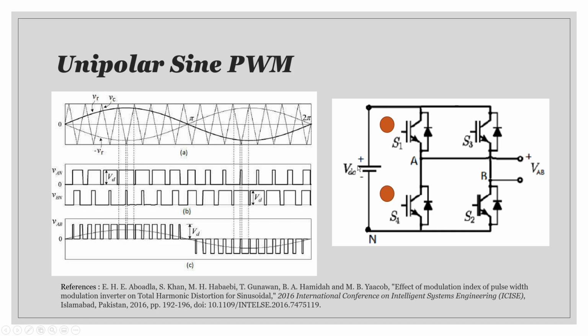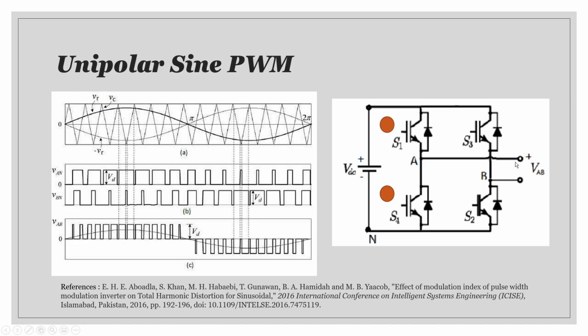For example, from 0 until 180 degrees, S1 and S2 will be turned on, but S1 will be pulse width modulated. So S1 will have a higher frequency than S2. S2 will be turned on at the fundamental frequency.